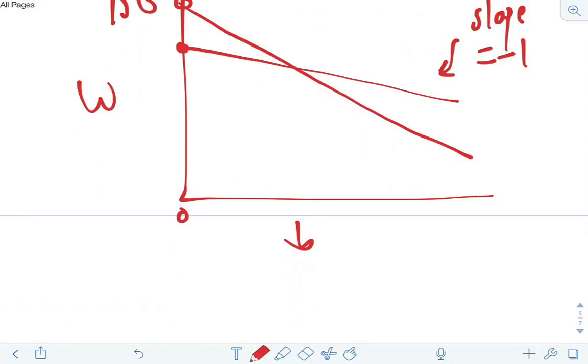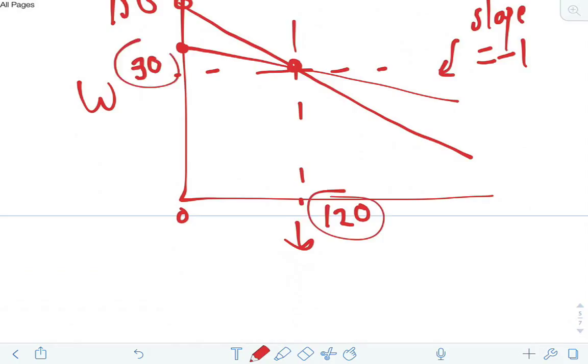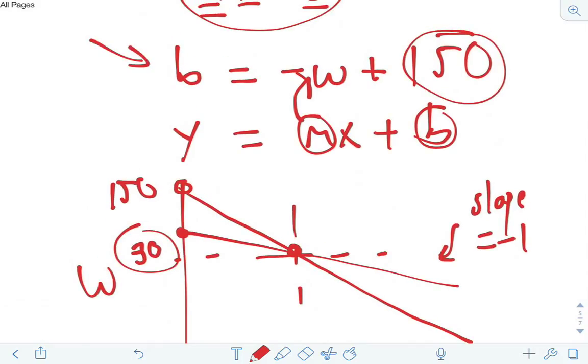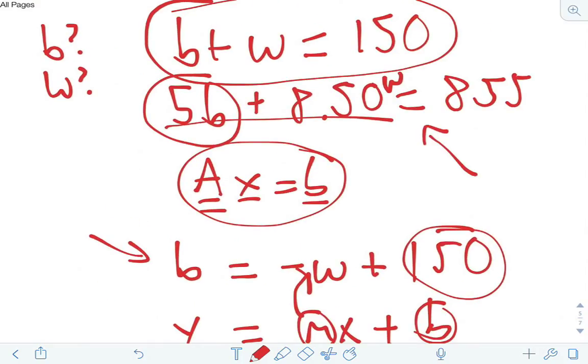The only time both relationships between B and W are satisfied is when these equations intersect, which occurs right here, and happens to be for this set of equations at the point where B equals 120 and W is equal to 30. I think that's correct. So 120 beers and 30 glasses of wine. If we plug those into these equations, they should satisfy both exactly. So we know we have the correct solution.